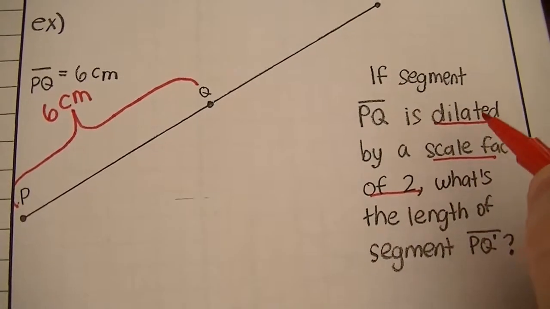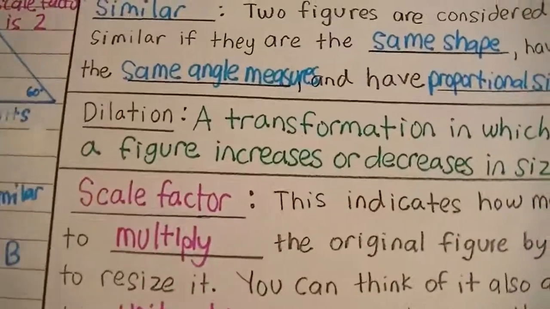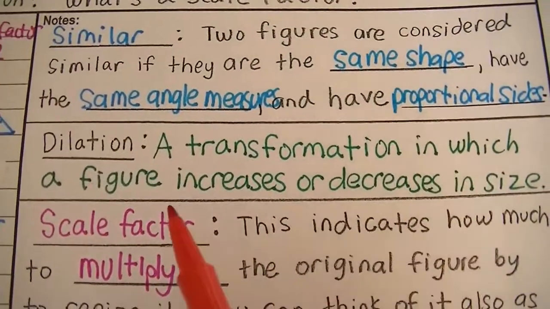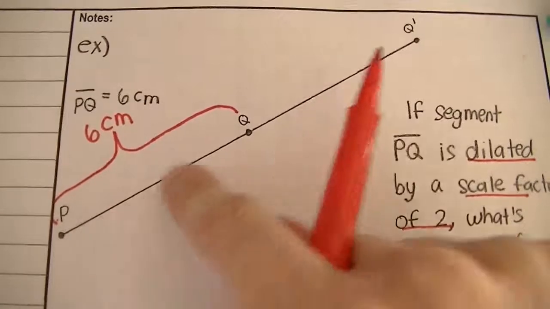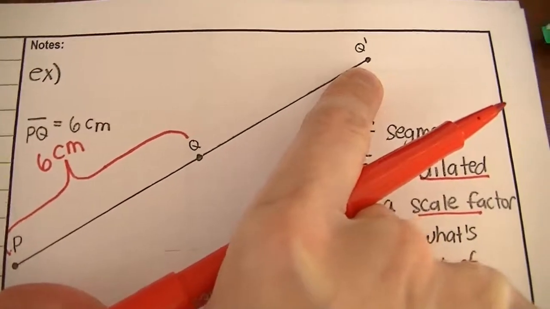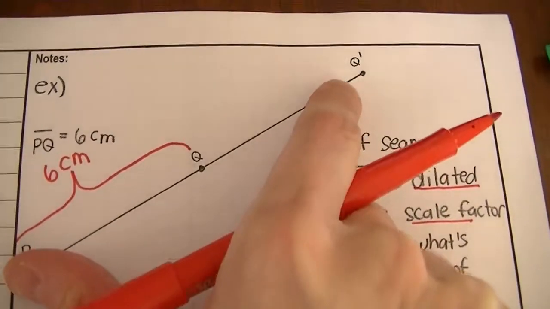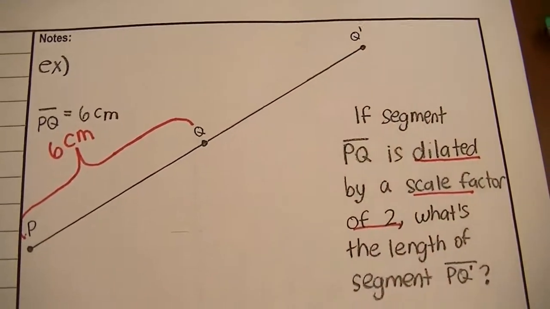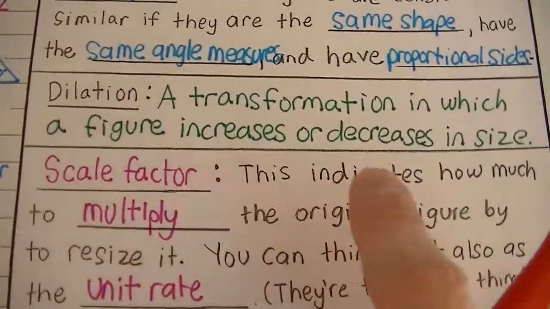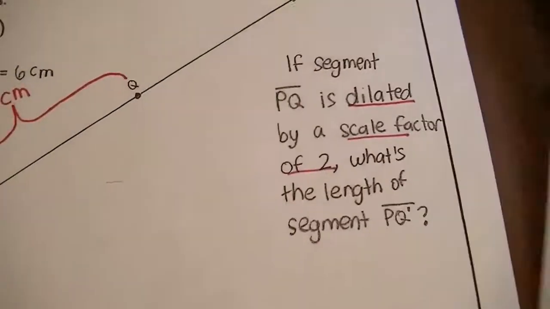And if you're curious what dilated means, we just wrote down the definition a couple of moments ago. Dilated is a transformation in which a figure increases or decreases in size. So they're saying that this right here, according to the picture, it got bigger. It increased in size, and that's what dilation is, or it could have shrunk in size. But in this particular example, it increased in size. And the scale factor is 2. So scale factor indicates how much to multiply the original figure by to resize it.